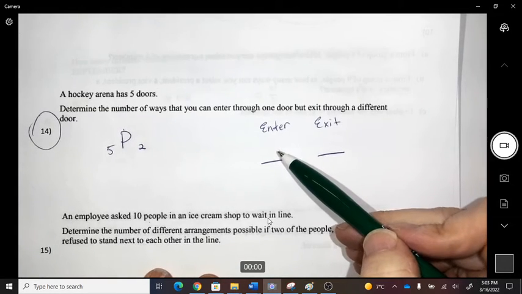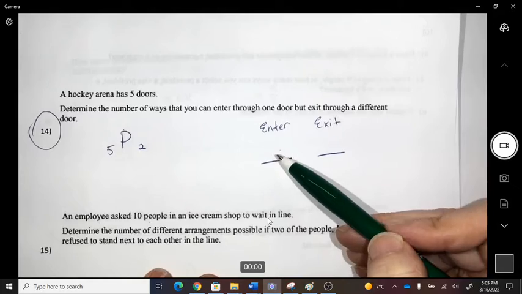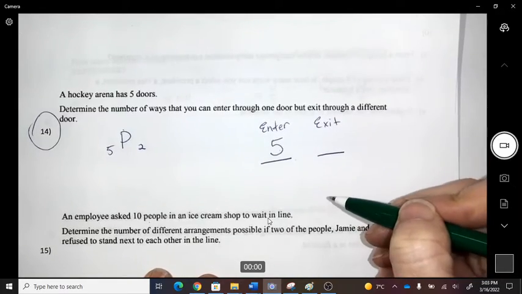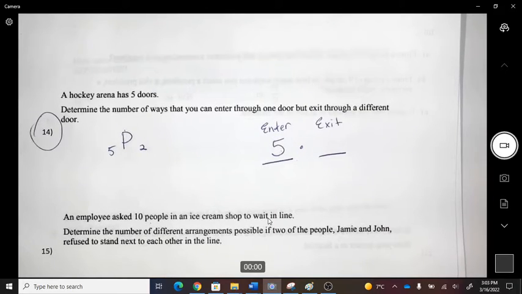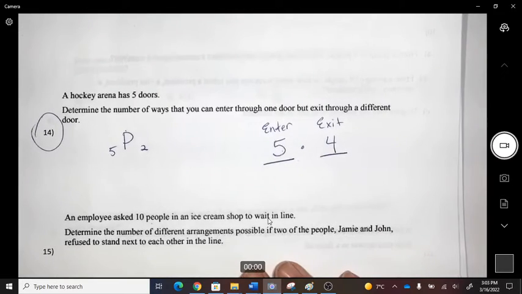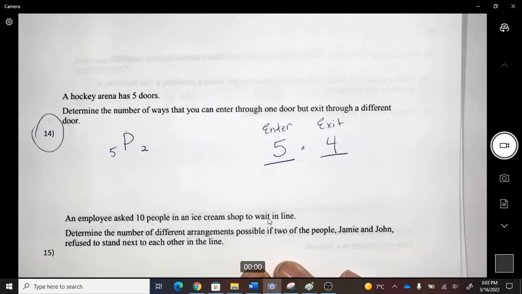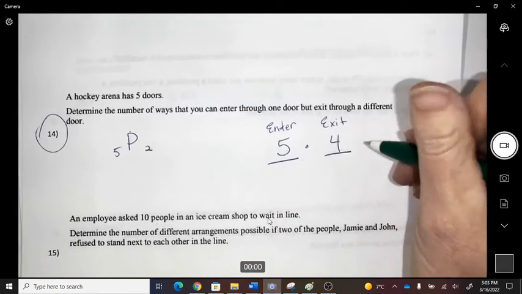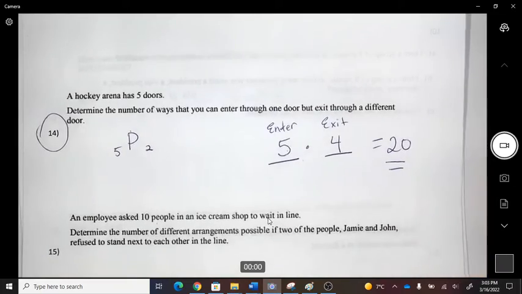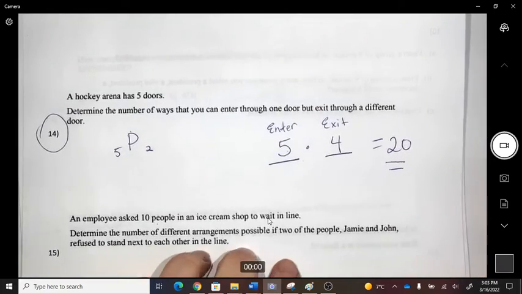How many doors do you have to pick to go into the building? 5. And if you have to leave through a different door, now you only have 4 choices. Okay? If this question just said you could go in and out any door, like you could go out the same door, what would your answer be for your choices? 25 ways, because you could still do a 5 and a 5. But this one said you had to go out a different one, so you can't pick that one.